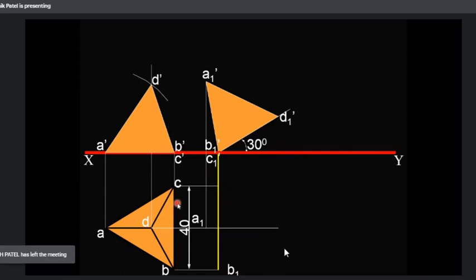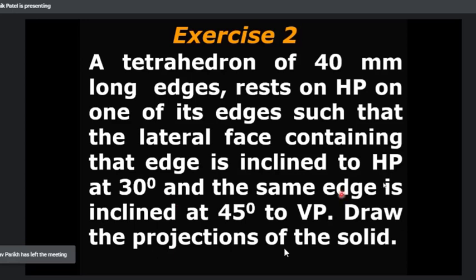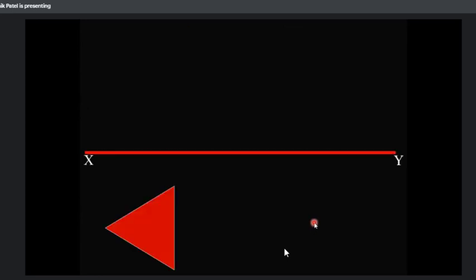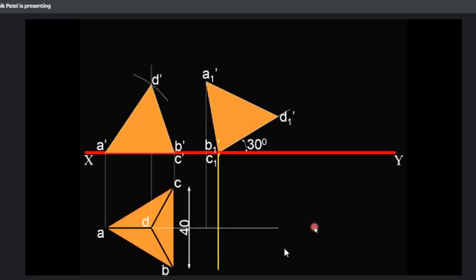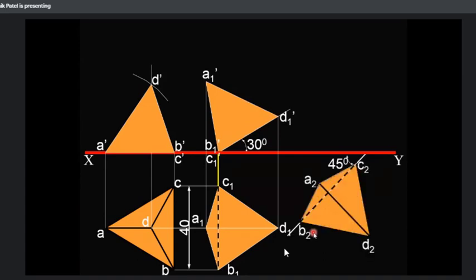What will you do in step number 5? We will read the question again. The same edge, which means your tetrahedron is resting on the edge. The same edge is inclined 45 degrees to the vertical plane. So you will incline the CB edge 45 degrees to the vertical plane here. First we draw the 45 degree inclination line, mark the CB edge on the inclination line, then transfer the whole reduced shape here. So step number 5 is completed.